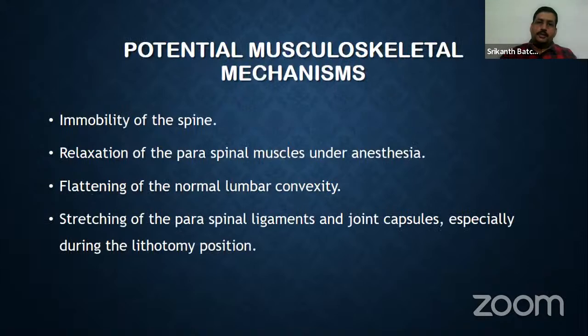The potential musculoskeletal mechanisms are immobility of the spine, relaxation of paraspinal muscles under anesthesia with you being in that position for a pretty long time, flattening of the normal lumbar convexity, and stretching of paraspinal ligaments and joint capsules, especially during the lithotomy position.